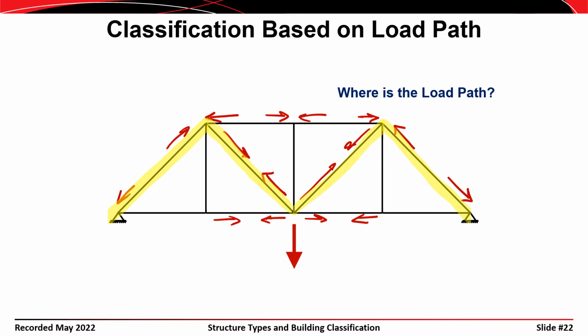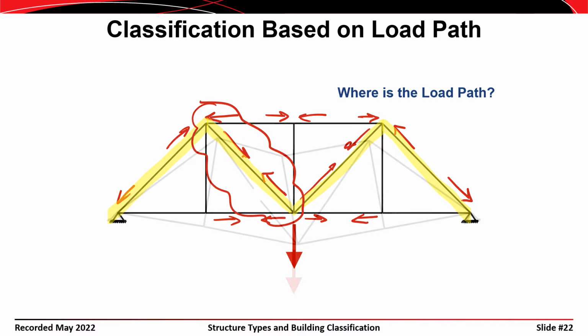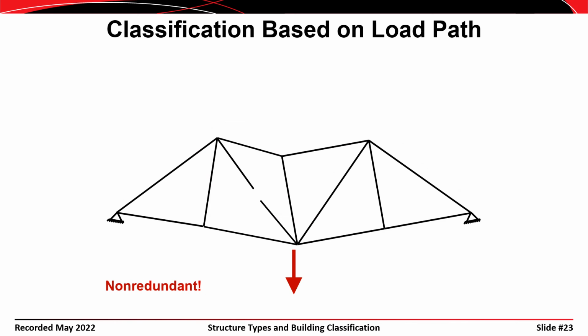So the question is, what happens when we have a situation where one of these members breaks? Let's suppose that this diagonal member fractures. What happens to this? Well, it actually fails. Why? Because there's only one load path that works for this structure. And if we lose one of those members, then the structure is no longer stable. So this type of structure is called non-redundant because there is no secondary load path in the event of the failure of one of the members in the primary load path.